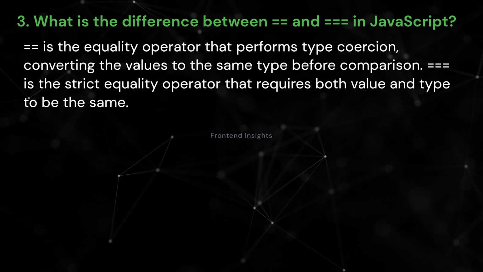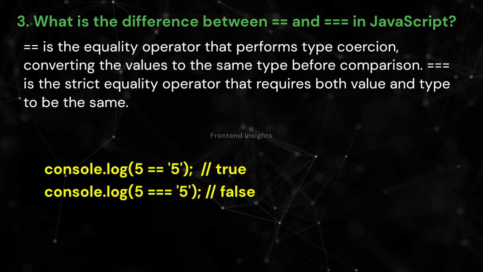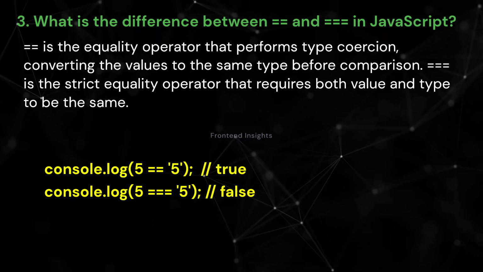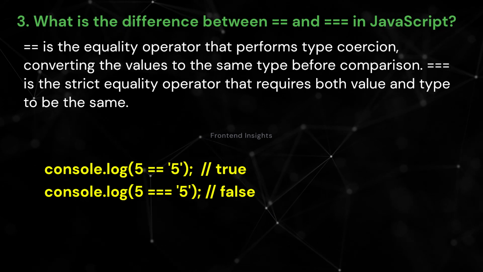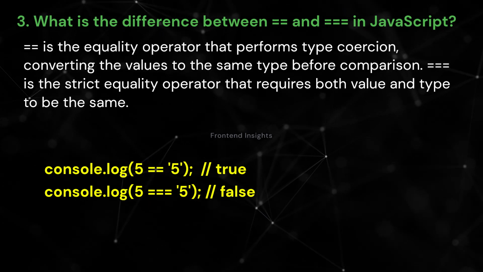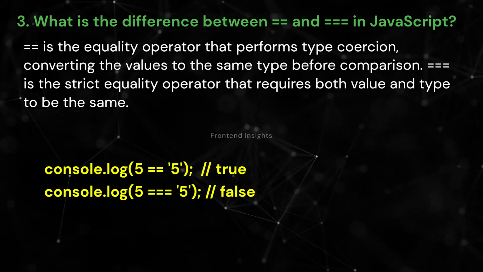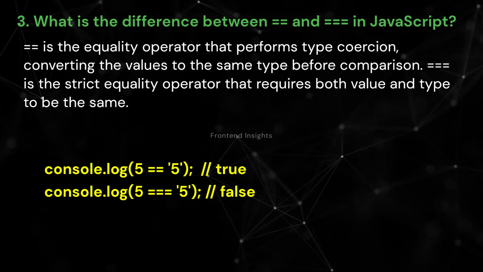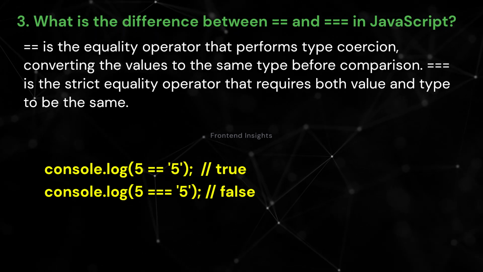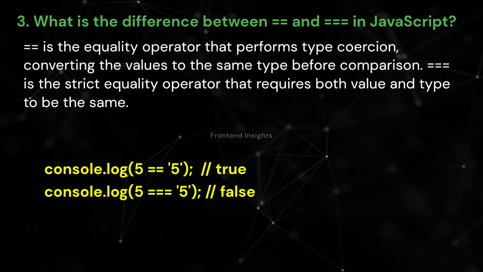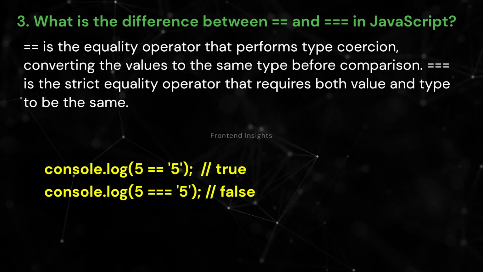Okay, here is an example. In this example, 5 double equals string "5" returns true because the double equals operator converts the string "5" to a number before comparison. And 5 triple equals string "5" returns false because the triple equals operator checks both type and value, and here they are different. Okay, so number and string. Now move to the fourth question.